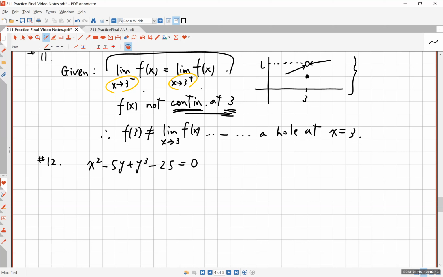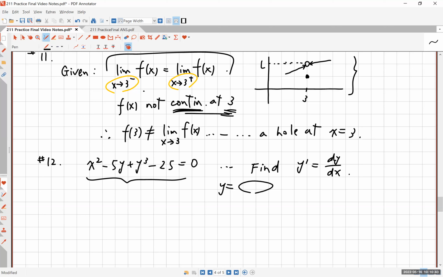Number 12 says, find the derivative y prime. By the way, y prime is also denoted with dy/dx, and that's what you are supposed to find. Now, this one also says your answer may include y. Why is that true? Well, because if you look at this, it's hard to solve this for y, right? You can't really write it in this way.